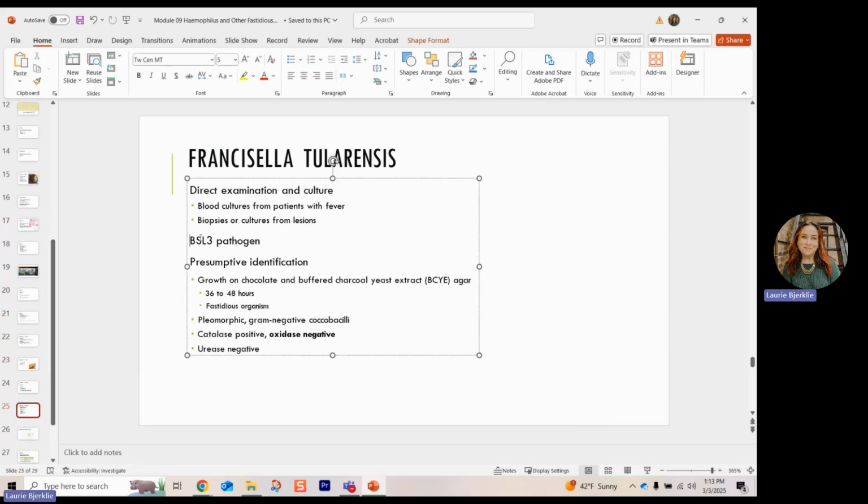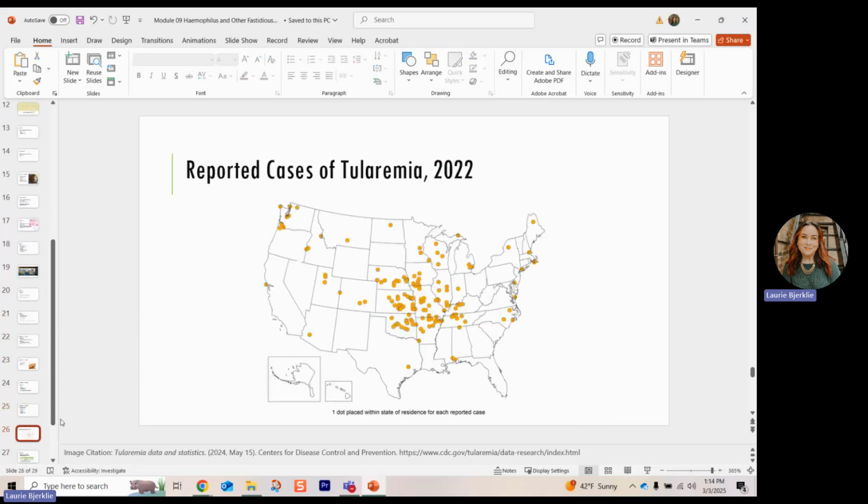So it is another BSL level 3 pathogen. And again, it's picky, so it likes to grow in chocolate. It also can grow in an agar called BCYE agar, buffered charcoal yeast agar. It's a gram-negative coccobacilli, oxidase negative. So this is different than Brucella. Brucella was oxidase positive. Francisella tularensis causing tularemia is oxidase negative.